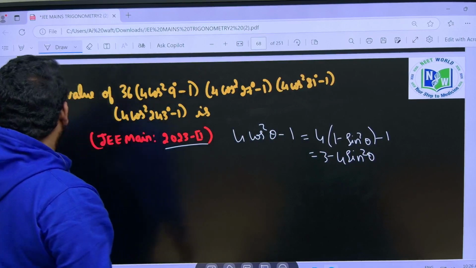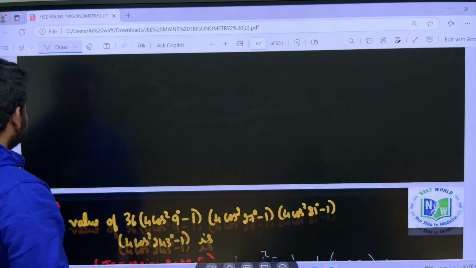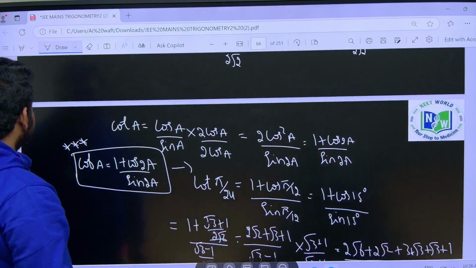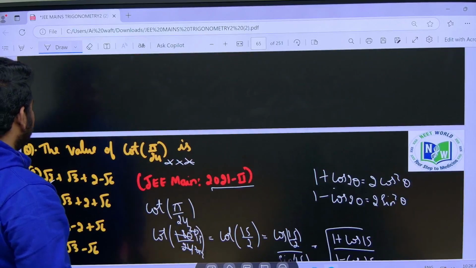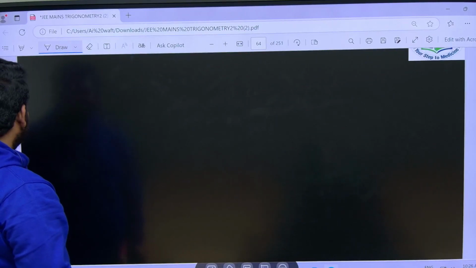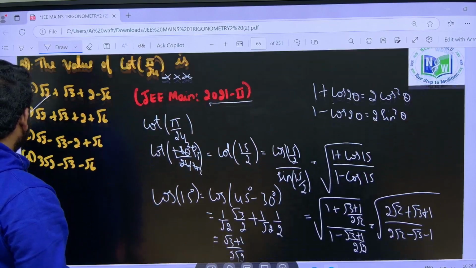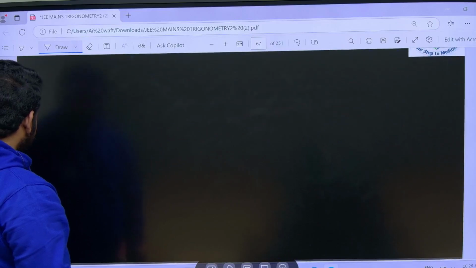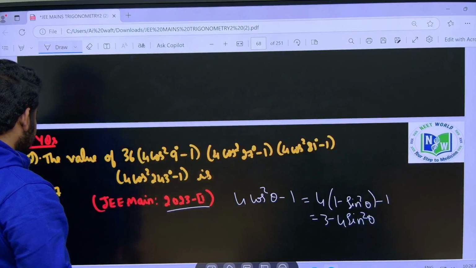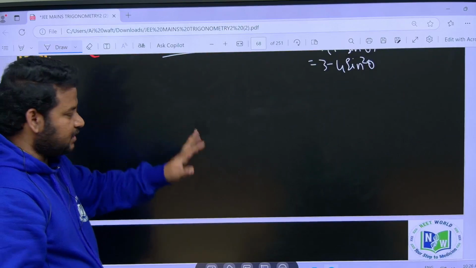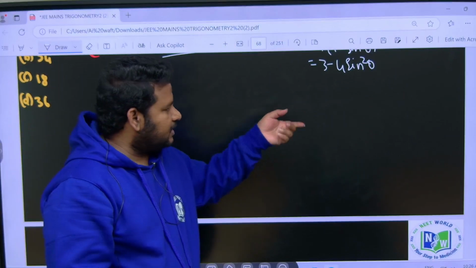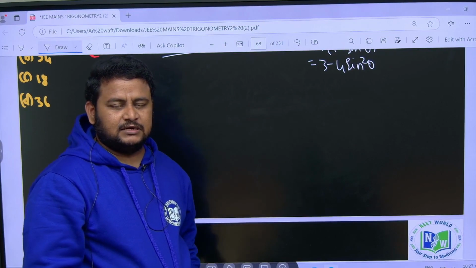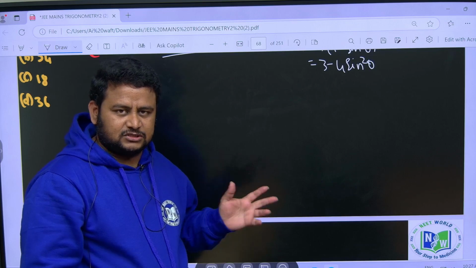Here, 3 minus 4 sine square theta. I think we missed something called the triple angle formula. When I do the triple angle formula, which we will be doing shortly, I'll come back and solve this question. That is sin 3 theta, tan 3 theta, cos 3 theta, that one.